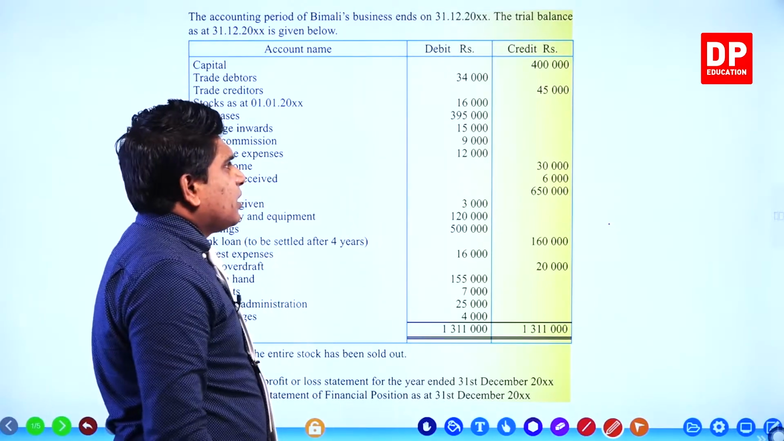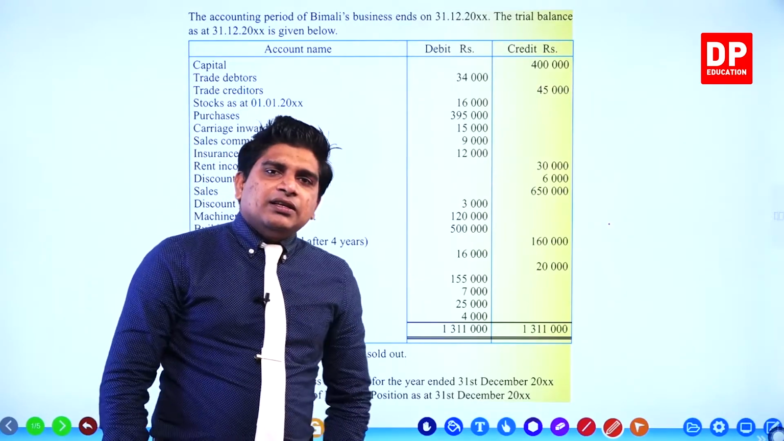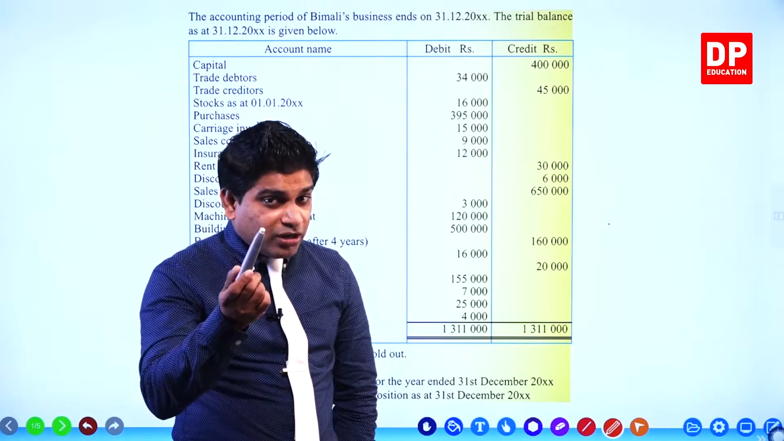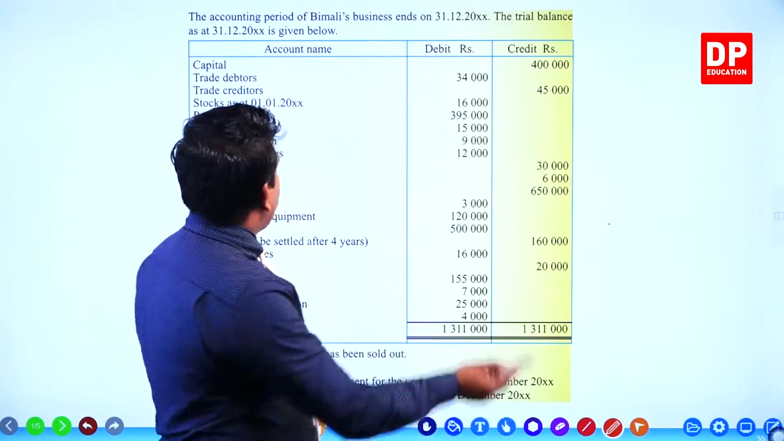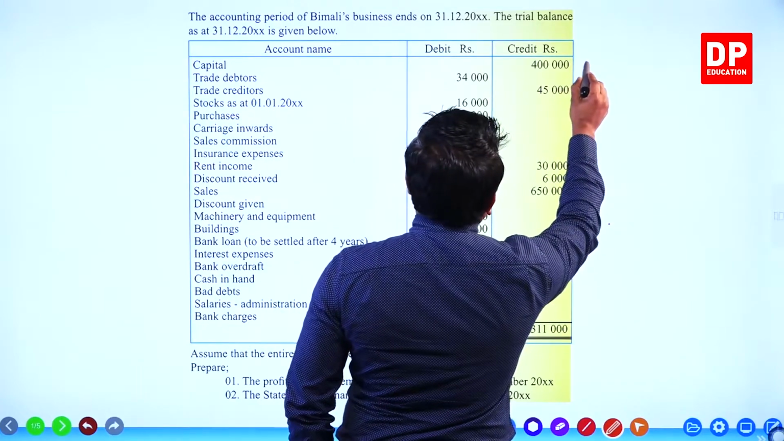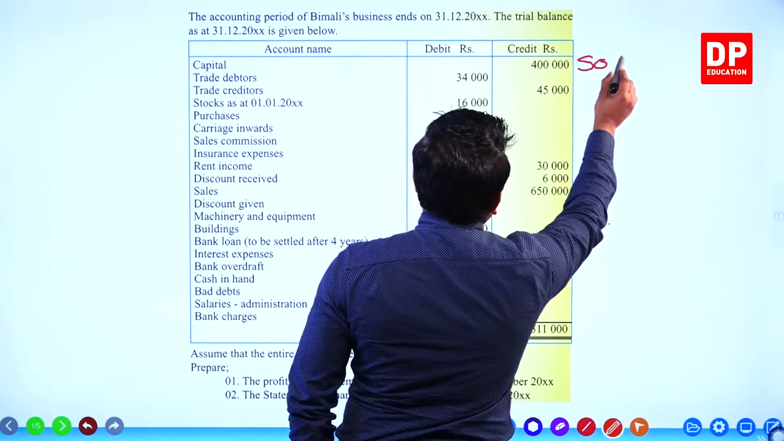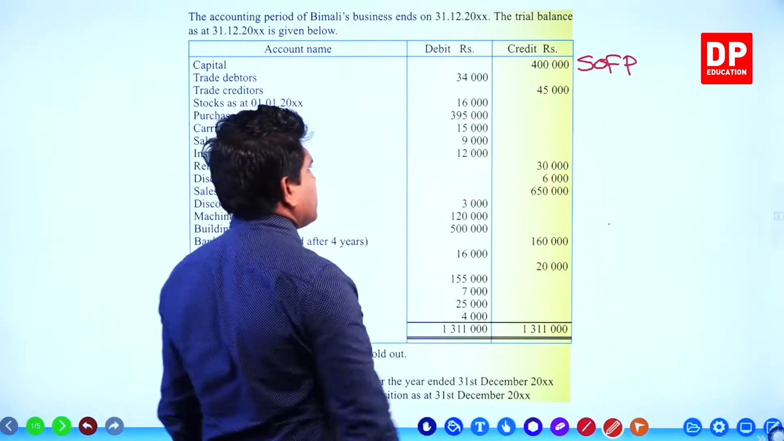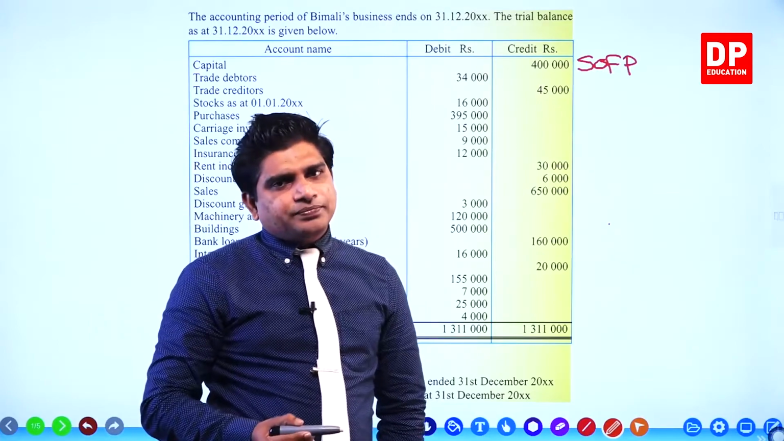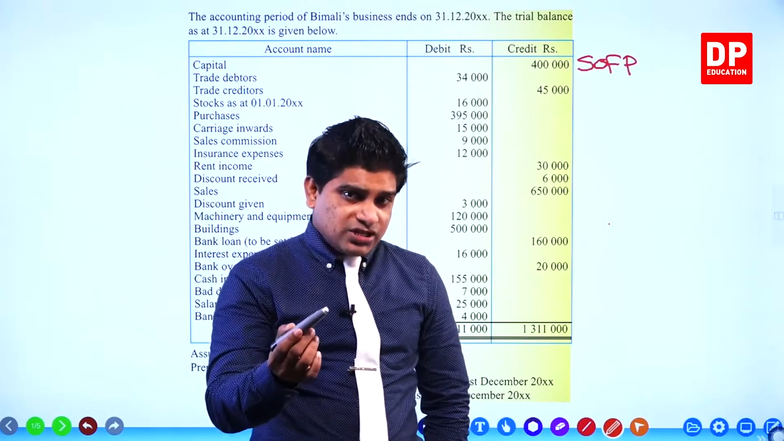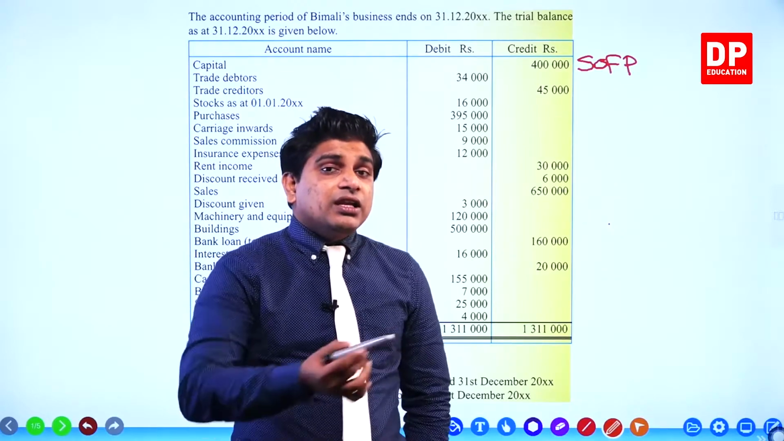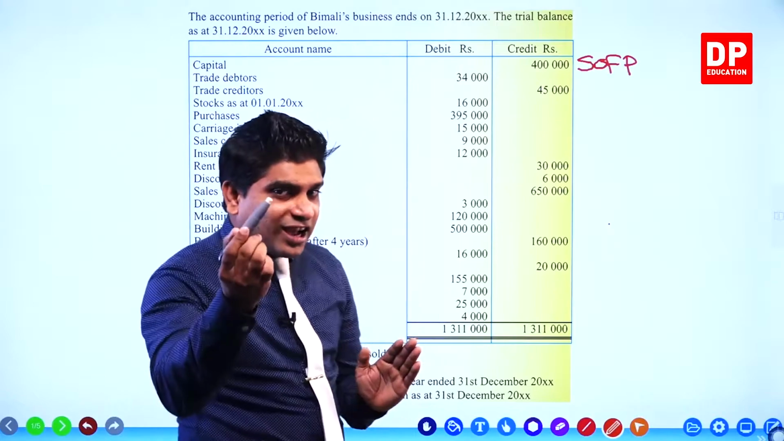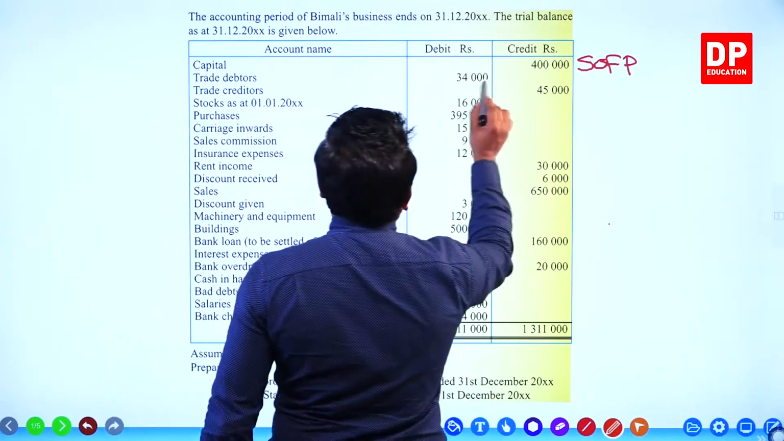Capital. Do you remember where we put capital? Can we take it to the profit and loss statement? No. Where? The statement of financial position, right? Then SOFP, I use the short word. Is it okay? Then trade debtors. That one also goes under the statement of financial position, but specifically in which category? Debtors: current assets or non-current assets? Current assets, right? Current assets, CA.